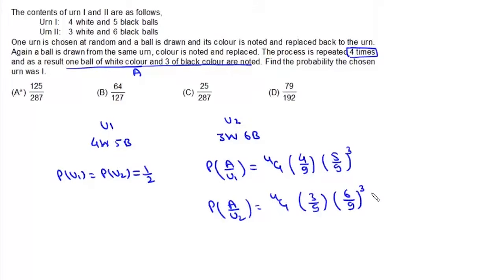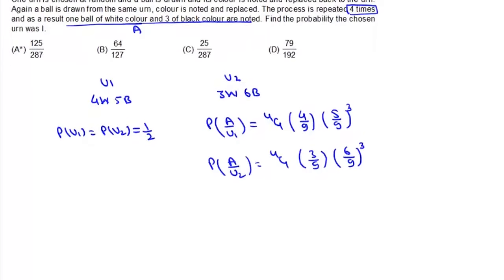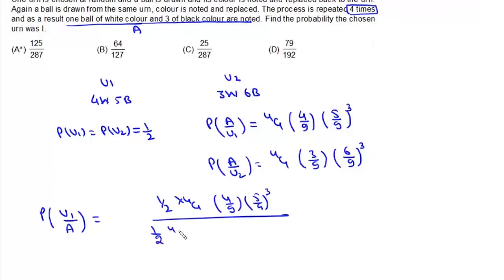Now it's a Bayes theorem question. So it says, if this event has already occurred, we need to find the probability that the chosen urn was urn 1. So we need to find the probability of having urn 1 if A has already occurred. So we'll take this case in the numerator. So it will be this 1 by 2 and 4C1, this 4 by 9 into 5 by 9 cube upon 1 by 2 into 4C1, 4 by 9, 5 by 9 cube plus 1 by 2 into 4C1, 3 by 9 into 6 by 9 whole cube.